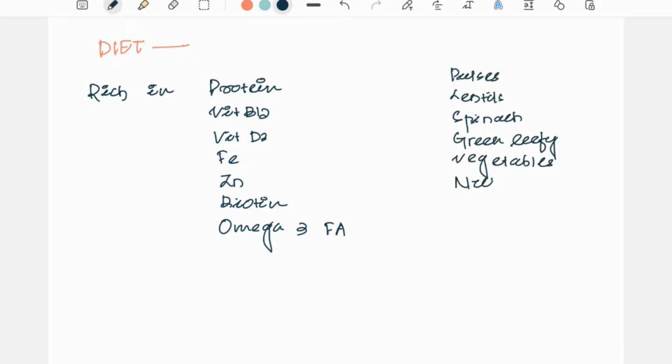fatty acids. Foods like pulses, lentils, and dal, soybean which is rich in protein, and apricot, avocado, then foods rich in iron, that is green leafy vegetables, spinach, and beans. All these things should be taken for your healthy growing hair.